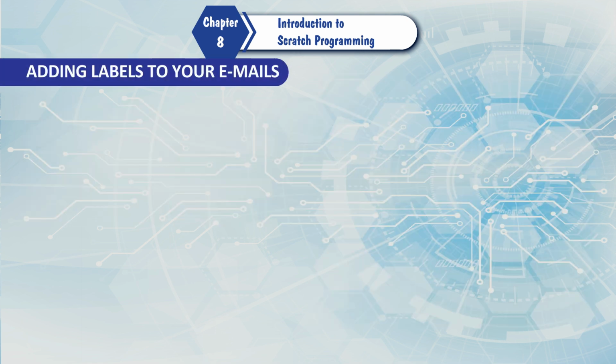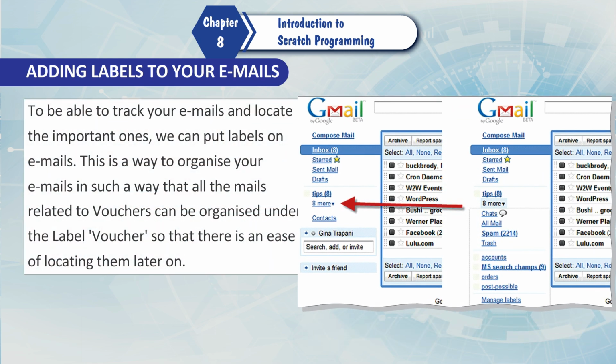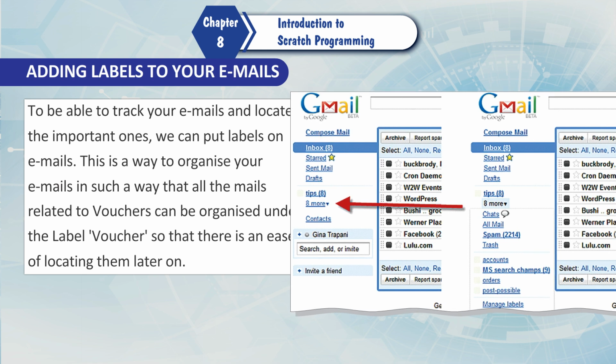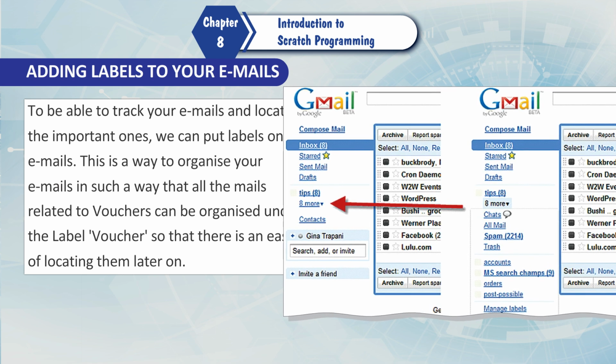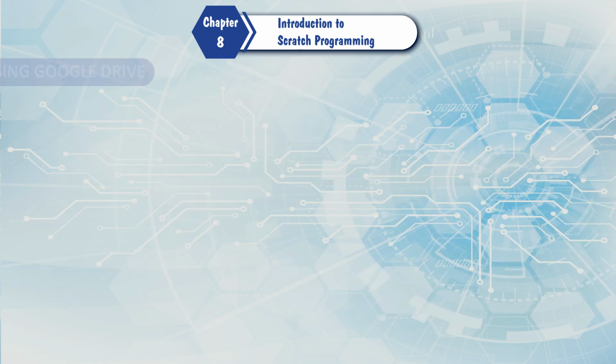Adding labels to your emails. To be able to track your emails and locate the important ones, we can put labels on emails. This is a way to organize your emails in such a way that all the mails related to vouchers can be organized under the label voucher so that there is an ease of locating them later on.